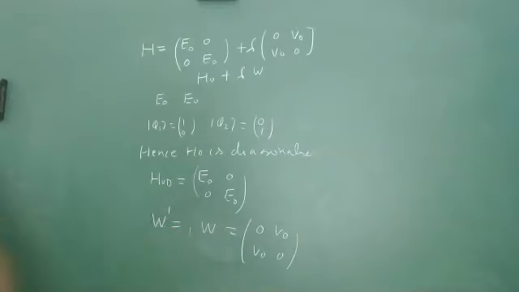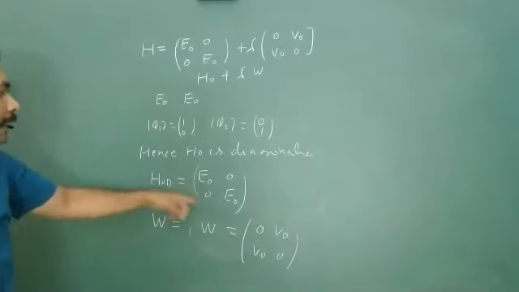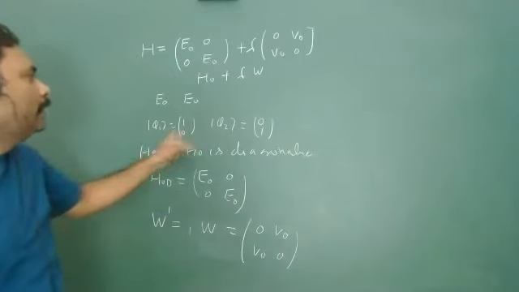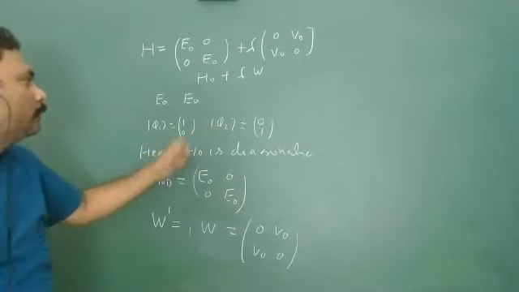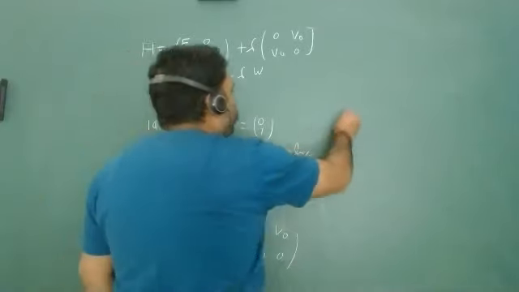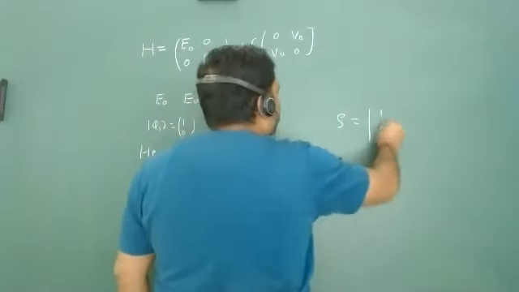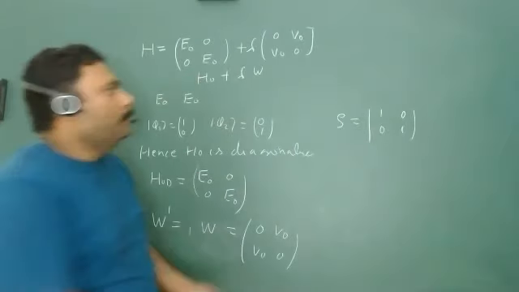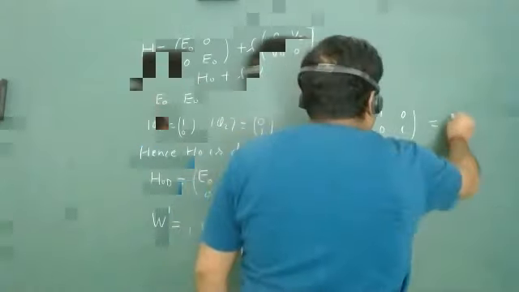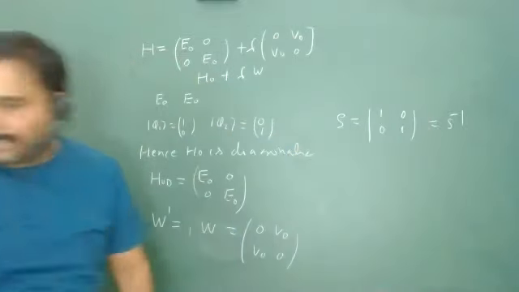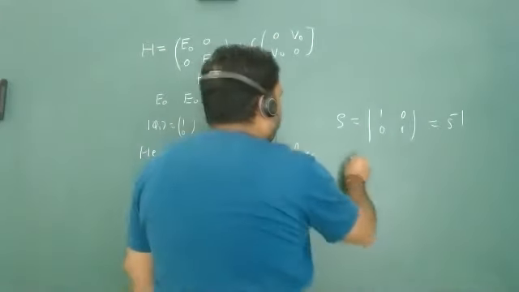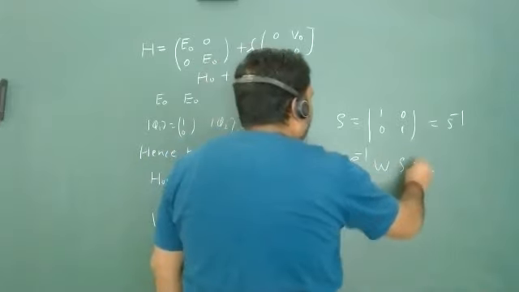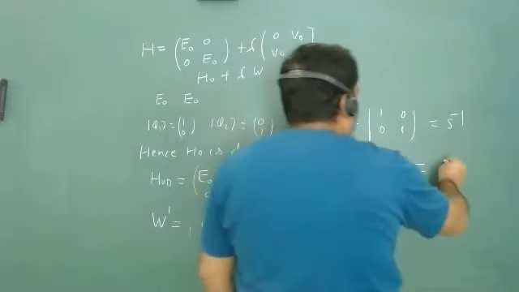Why is it so? Because H naught is diagonalized, and it is diagonalized in a basis of phi 1 and phi 2, where phi 1 and phi 2 are (1, 0) and (0, 1). So what will be the S matrix? The S matrix is 1 0 0 1, isn't it? And what will be S inverse? S inverse will also be the same. This is the identity matrix.